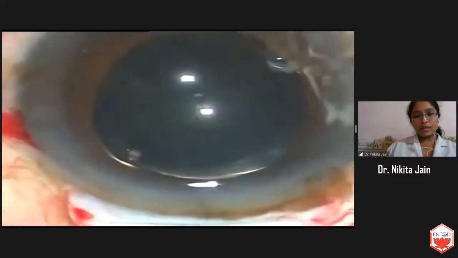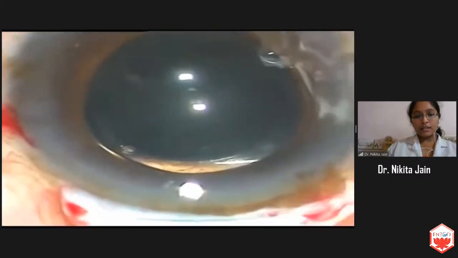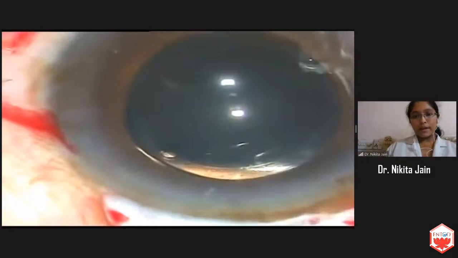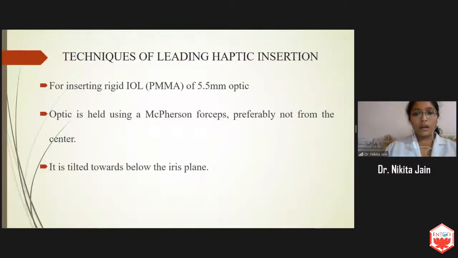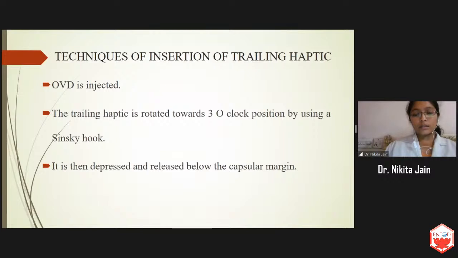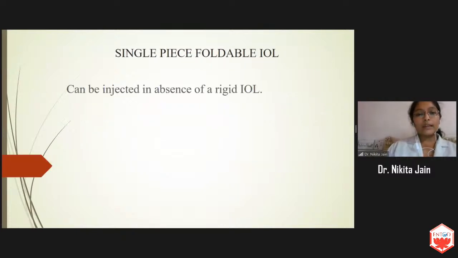Then the trailing haptic is rotated in the clockwise direction and is tucked gently beneath the capsulorhexis margin. We can also insert the trailing haptic by using a Sinskey hook. In case the IOL has a dialing hole, the Sinskey hook can be attached to the dialing hole and rotated for 2 to 3 clock hours, from 3 o'clock to 6 o'clock position, and can be depressed and released below the capsular margin. The single piece foldable IOL can also be injected in the absence of a rigid IOL.